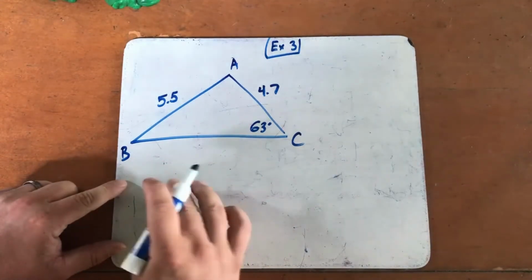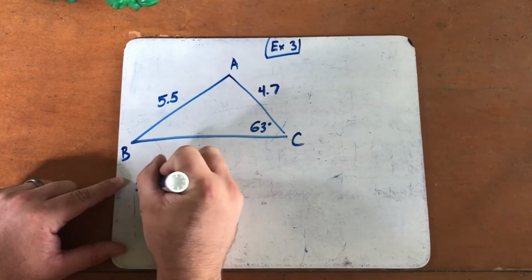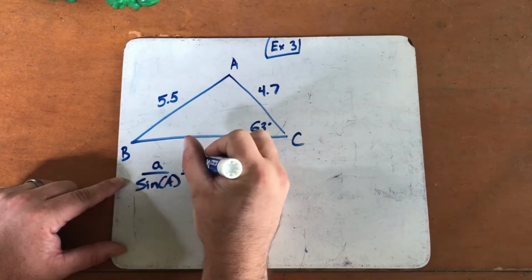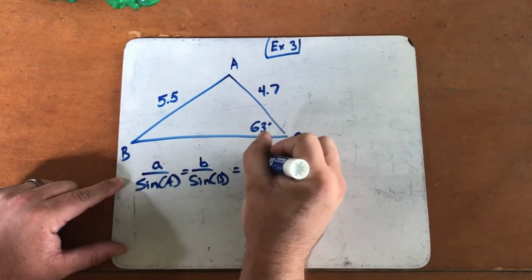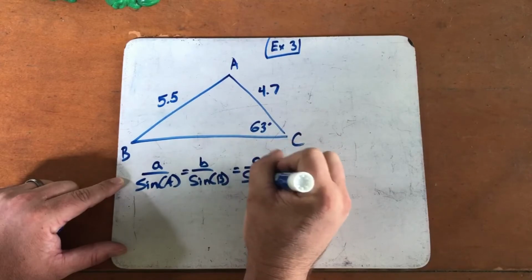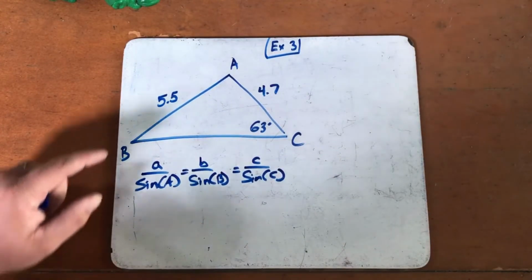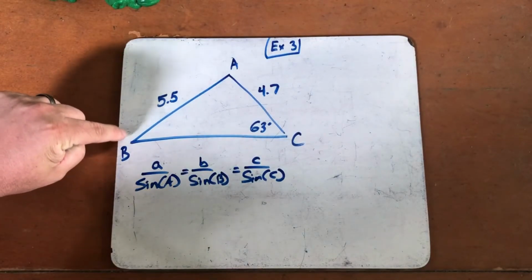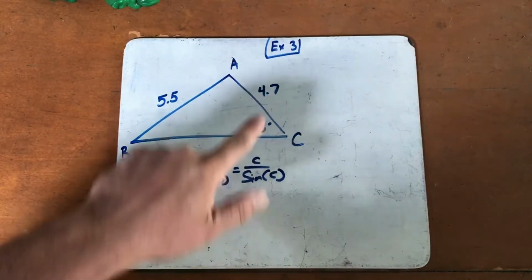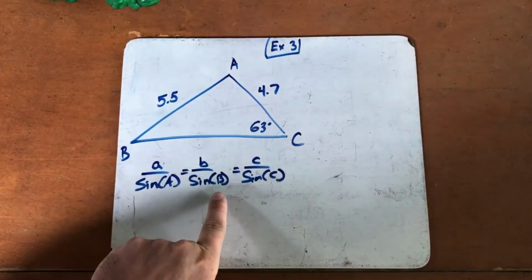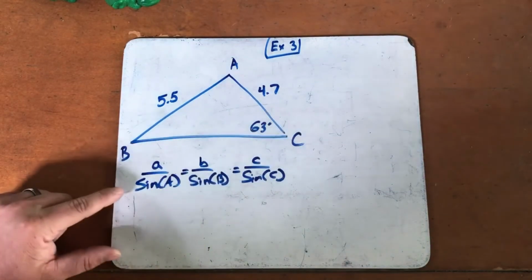So once again, I'm going to set up my proportions. I have a over the sine of angle A equals little b over the sine of angle B equals little c over the sine of capital C. All right, so when I set this up, the first thing I'm going to solve for is angle B. Here's my matching pair, which is c over the sine of C, and then I have the opposite side b. So notice the thing I'm solving for here is angle B. All right, so this is going to be a little bit different.